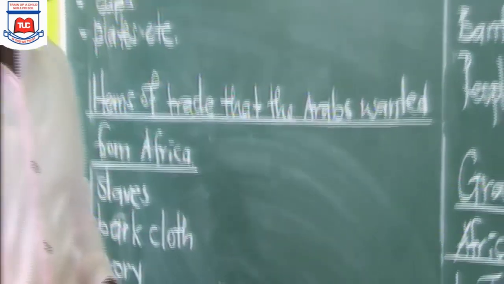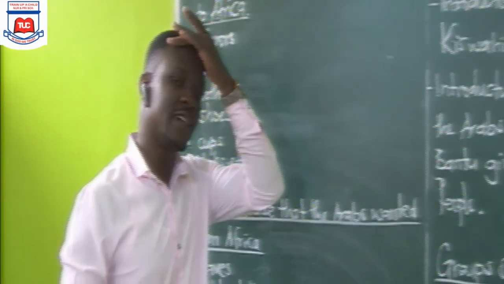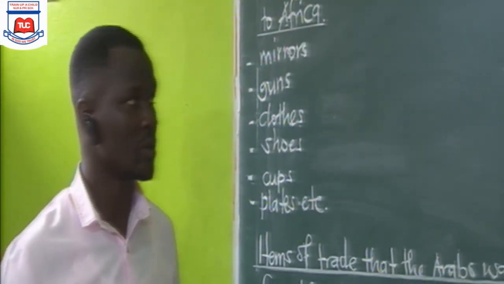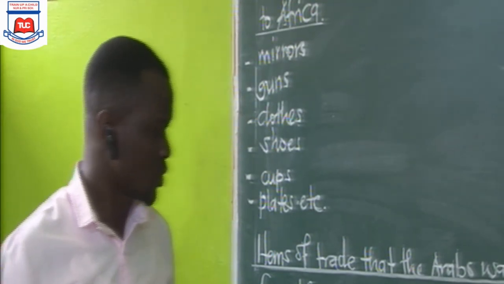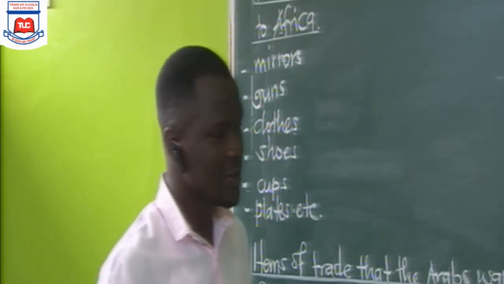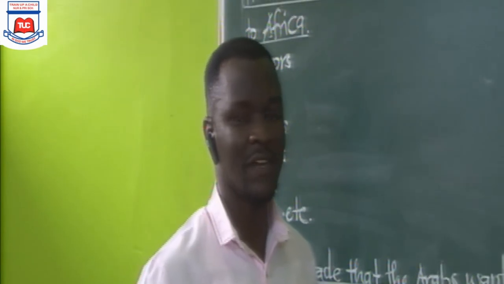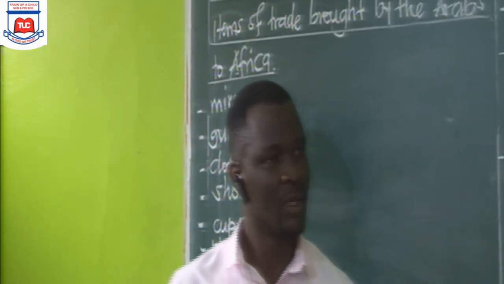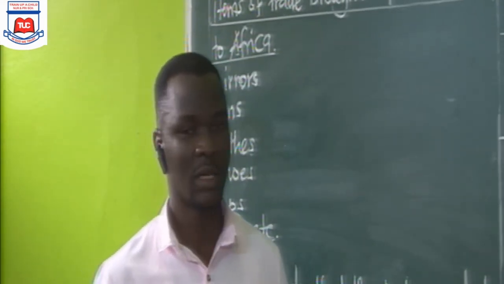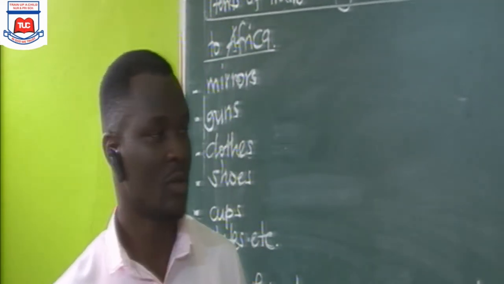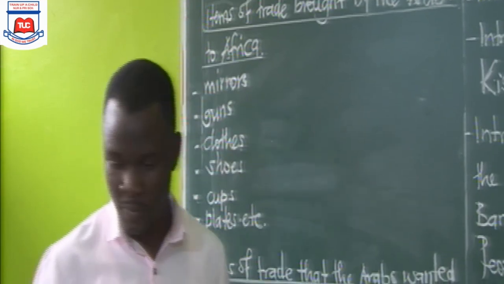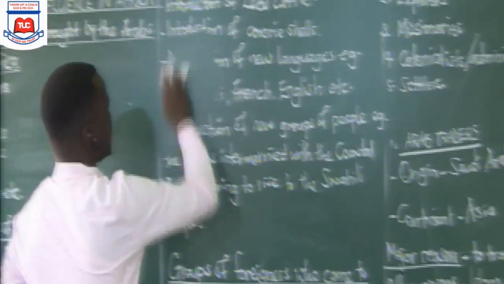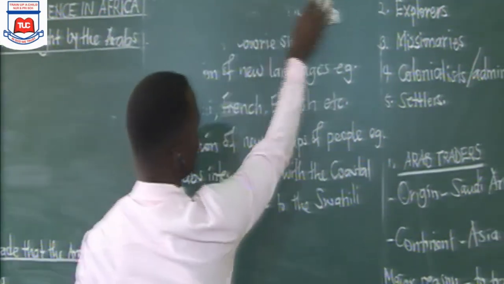The next thing that we would be looking at would be the effects. What were the effects of the Arabs coming into Africa? For the side of the effects, we shall be able to look at the effects in two ways. We shall have the good side, the good effects, that we shall be calling the positive effects, and then we shall also be having the negative effects. So let's look at that one in a nutshell, then we shall be able to call it a day.